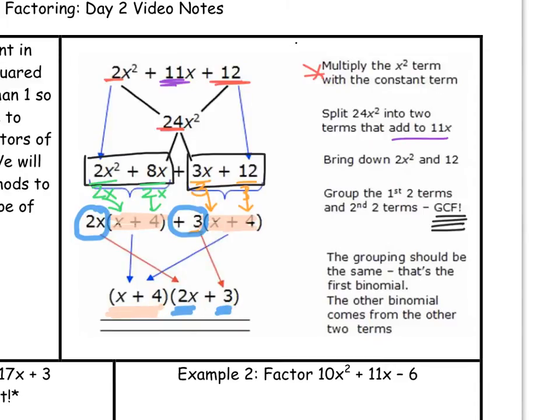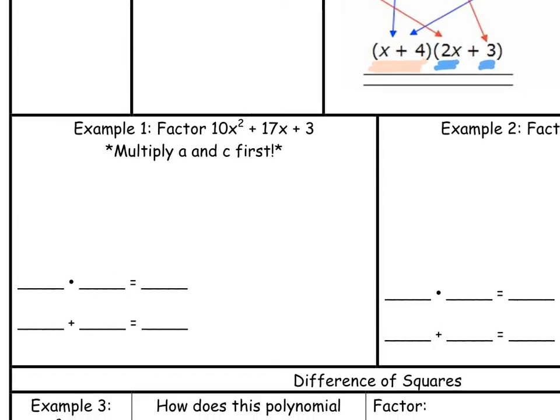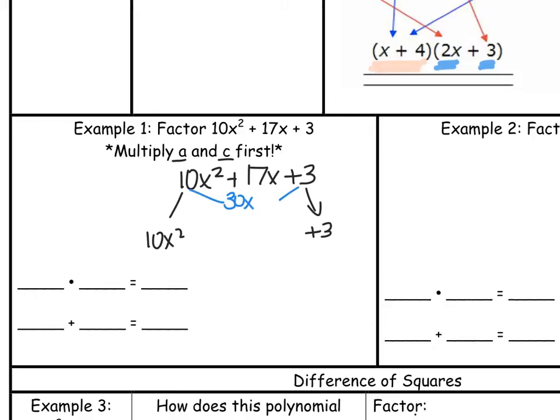So let's work through an example over here. Let's take a look at example 1. Okay, in example 1, we need to factor 10x squared plus 17x plus 3. I'm just going to rewrite it: 10x squared plus 17x plus 3. I'm going to bring down my 10x squared, bring down my plus 3, and then I'm going to multiply a and c, and I get 30x squared.